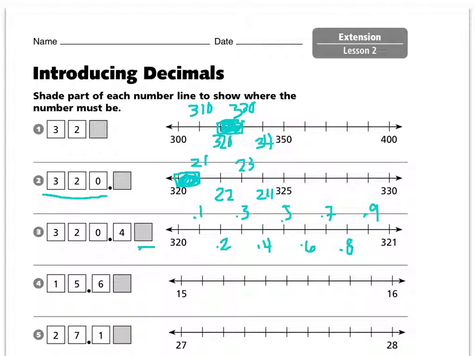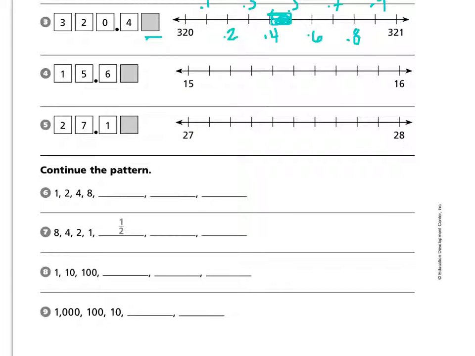So I know it's got to be at least to 0.4 or 4/10. But it can't be more than 5/10, so it's in this area. Use these strategies to solve 4 and 5 on your own.